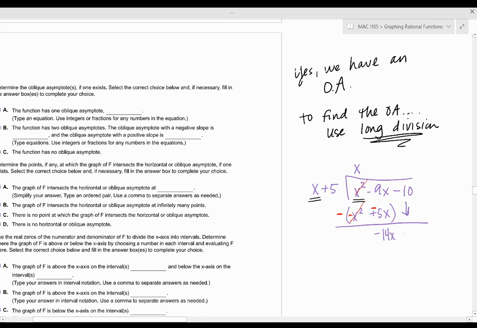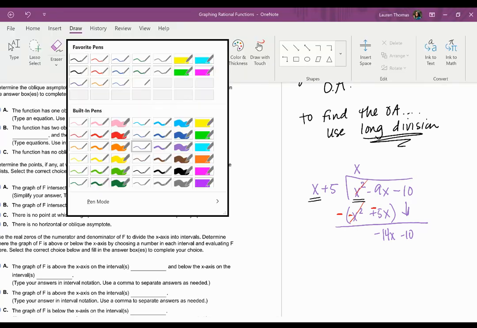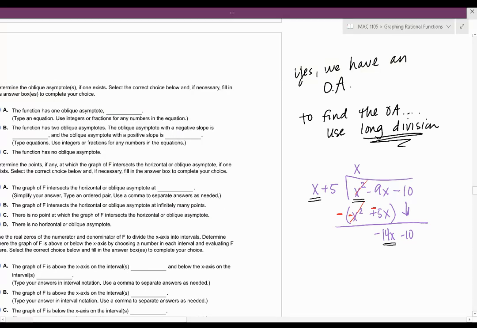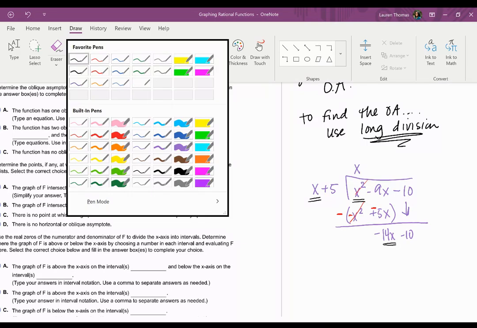And this negative 10 is going to drop down. Okay, we're going to do it again. We're going to look at the first term in the divisor and the first term in the polynomial that's left behind. So what times x is going to give us negative 14x? Well, that's going to be negative 14.